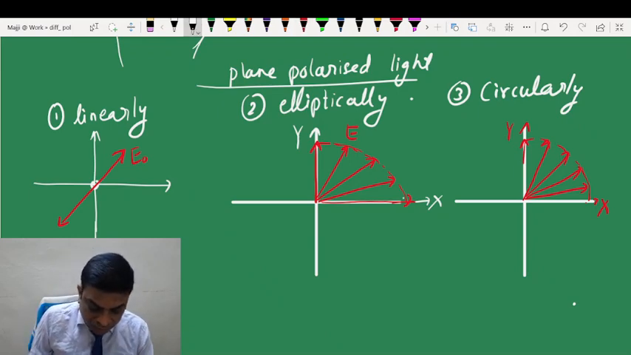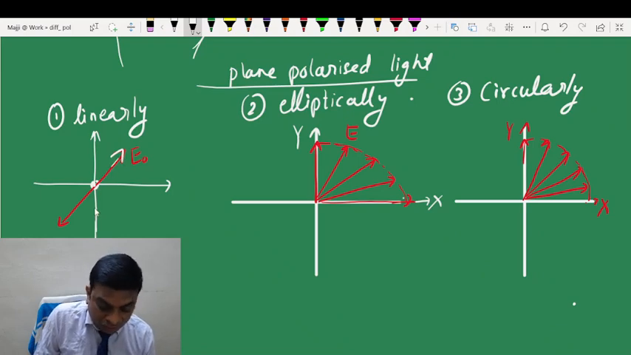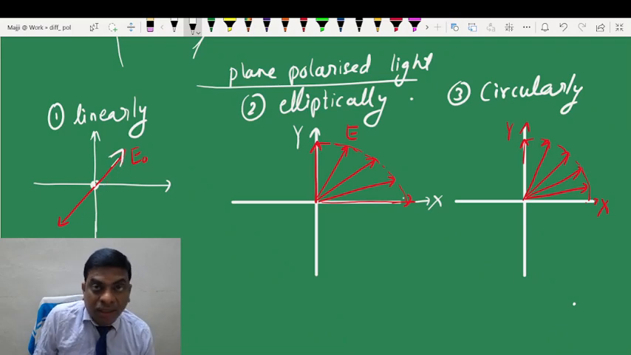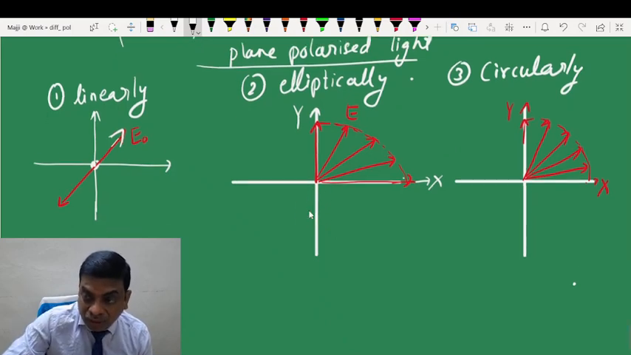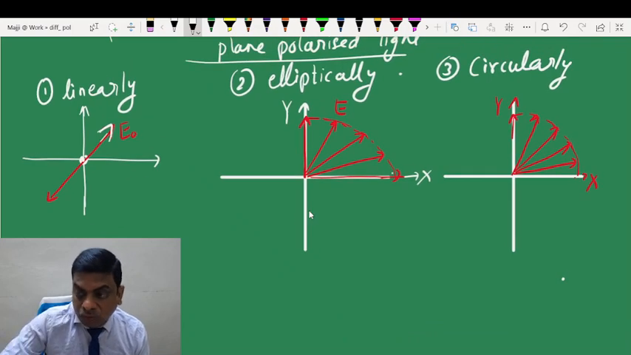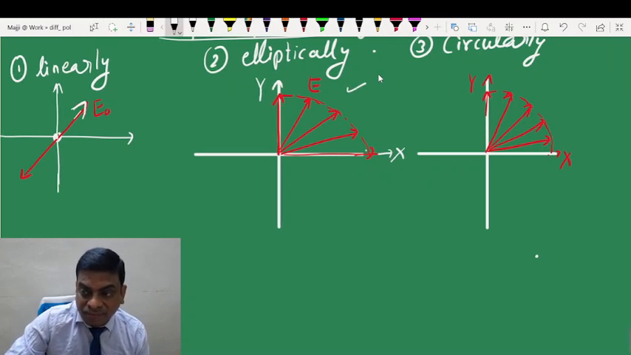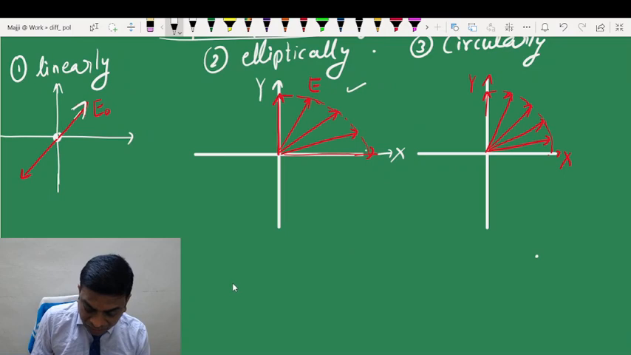Okay. So this is a simple plane polarized light which is obtained through a polarizer. Anything which you obtain through a polarizer is linearly polarized light. Whereas what happens when you superimpose two different plane polarized lights of different amplitudes and at some phase difference? Then usually you get elliptical light. Okay, this is one possibility I'm just telling you.